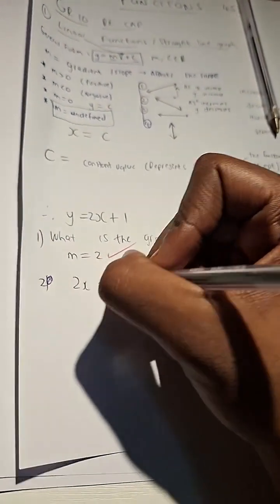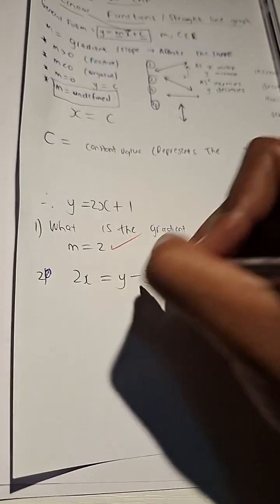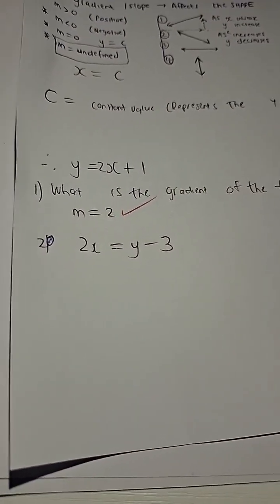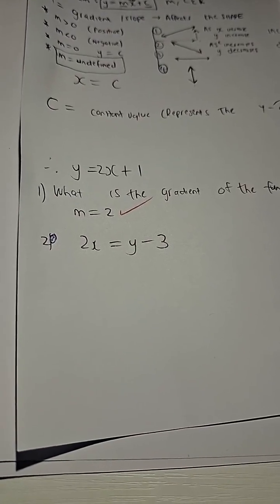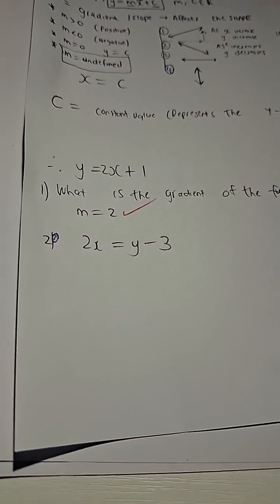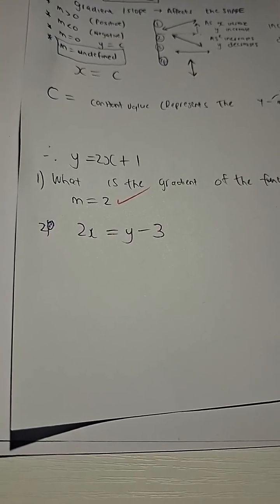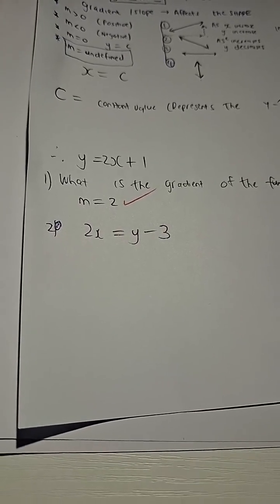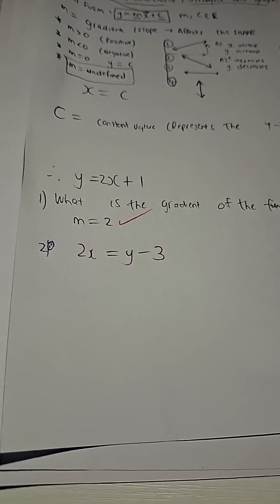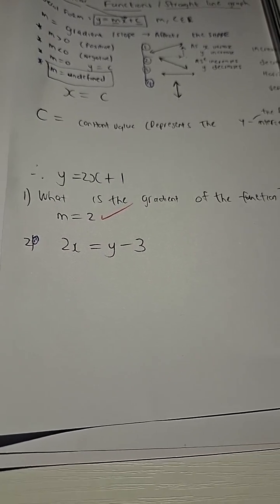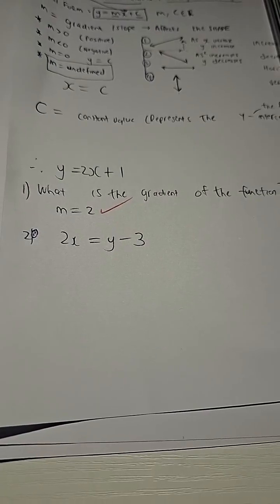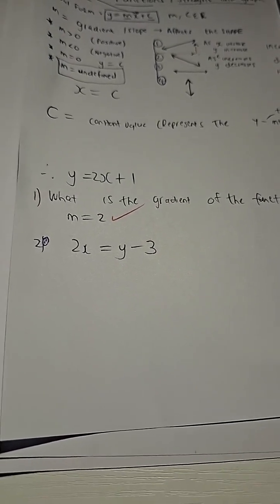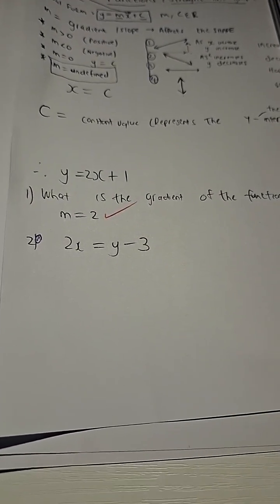2x is equal to y minus 3. Now I'm asking this question. What is the gradient of the function? 2x is equal to y minus 3. What is the gradient of the function? Okay, they're saying still 2. People are saying it's still 2.